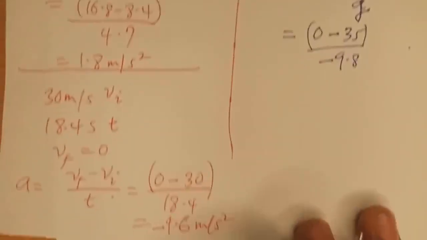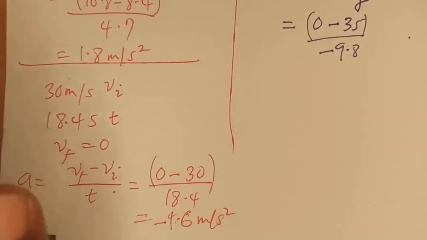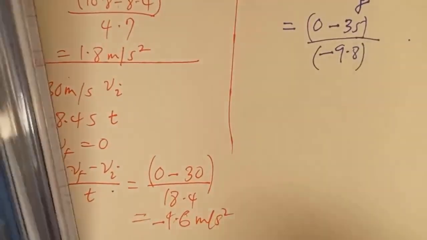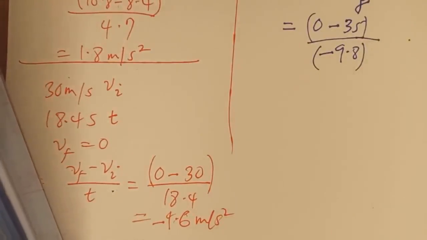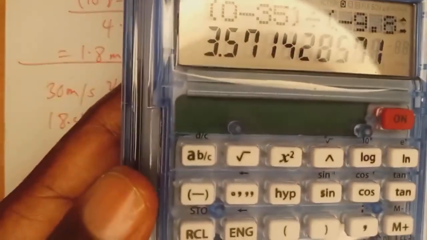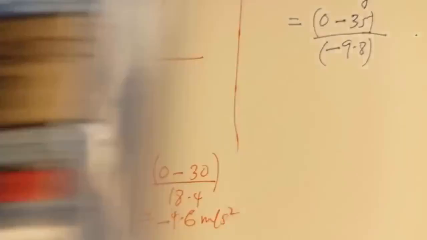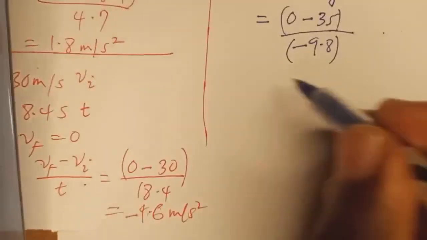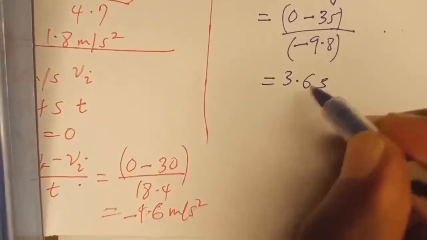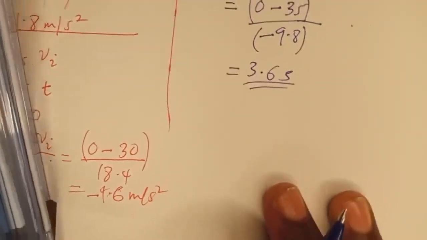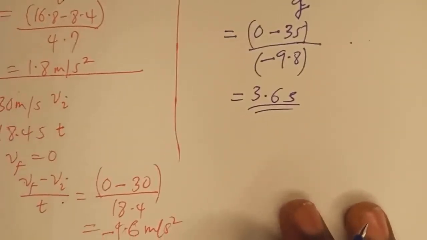You see, so again take your calculator and press open bracket 0 minus 35 close bracket divided by, since this is negative we have to put it in bracket as well, open bracket negative 9.8 close bracket, and look at it, I have 3.57 approximately 3.6, so my time will be 3.6 seconds. This is the time it will take, okay, 3.6 seconds. Now we are making progress and I love it very much.